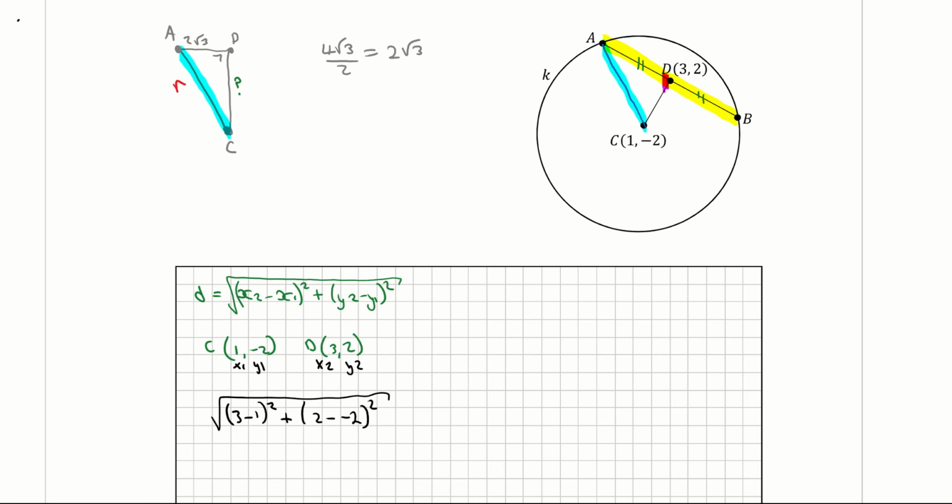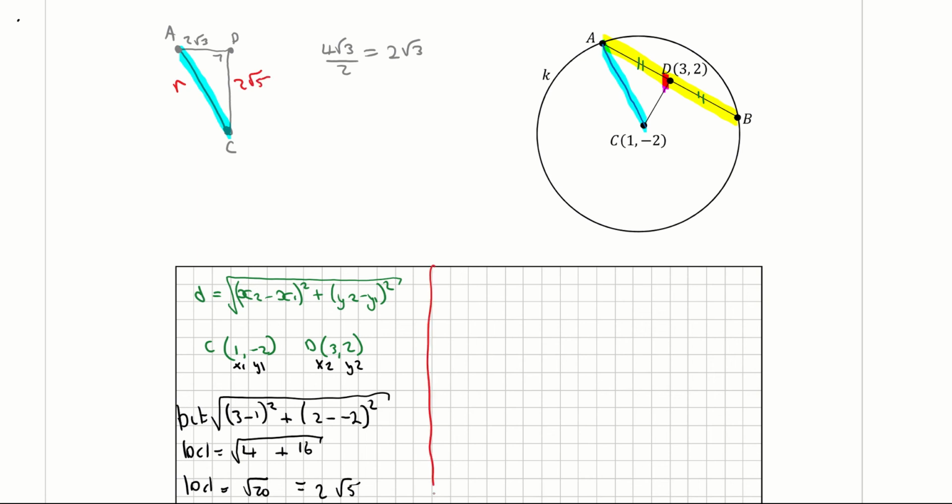3 take away 1 is 2, 2 squared is 4. 2 minus minus 2 becomes 2 plus 2, which is 4, and 4 squared is 16. So the distance from D to C is giving me a square root of 20, which is the same as 2 root 5. So I'm going to come back up to my little sketch here and write that in. I have 2 root 5 here for the distance from C to D.